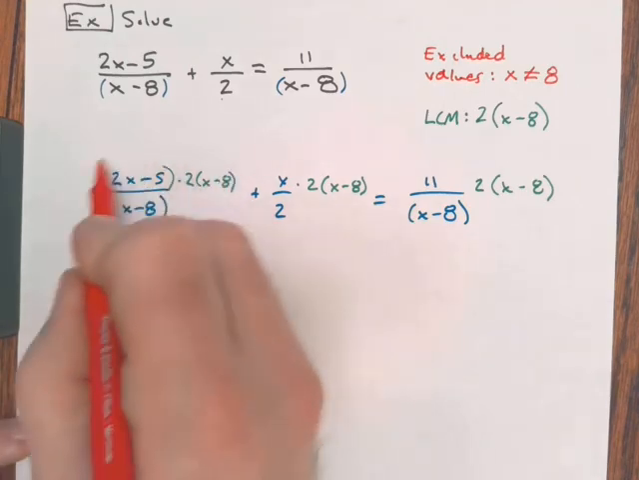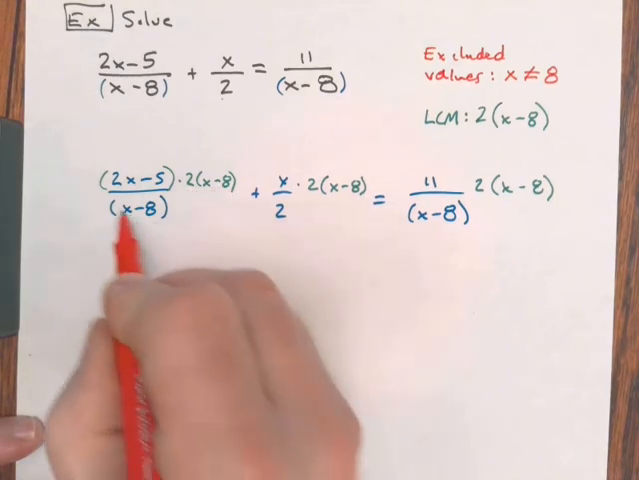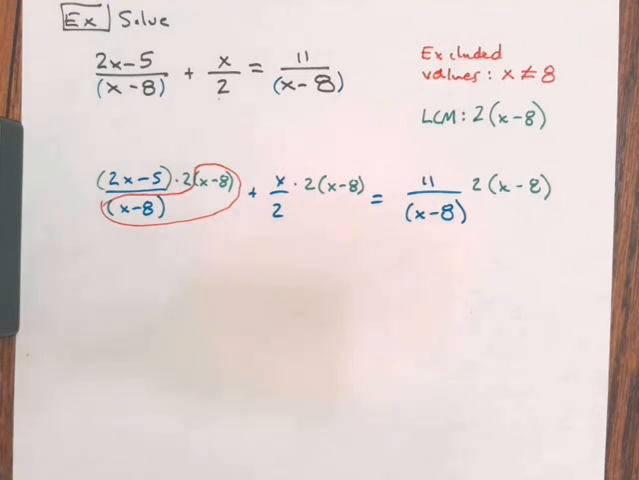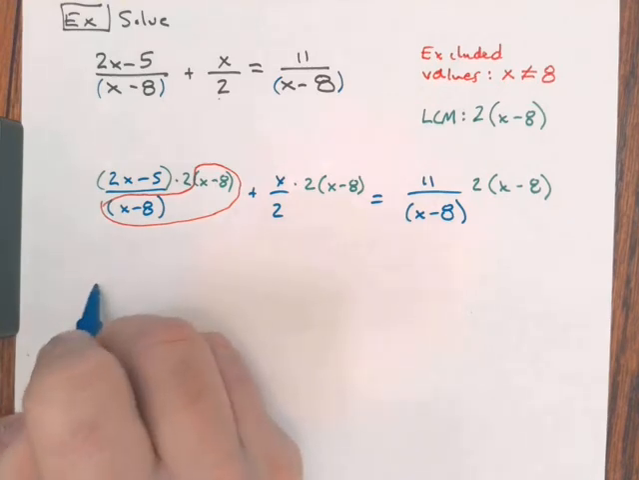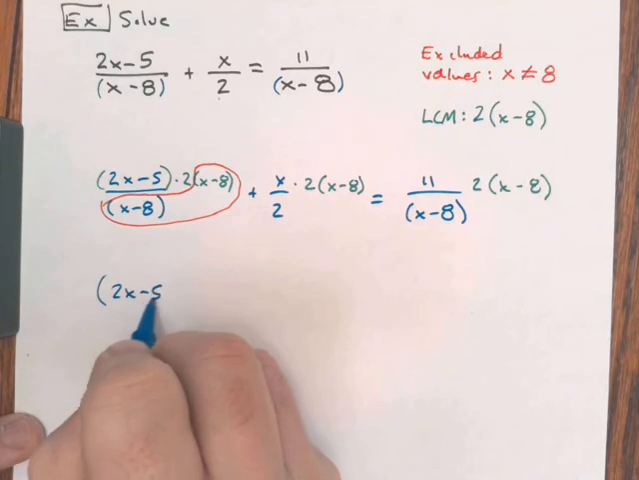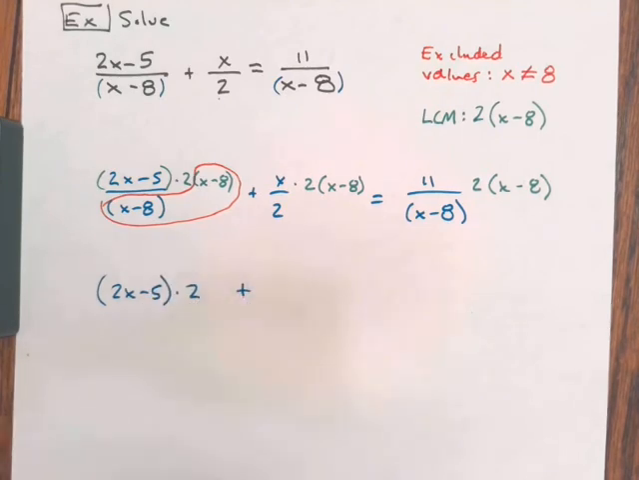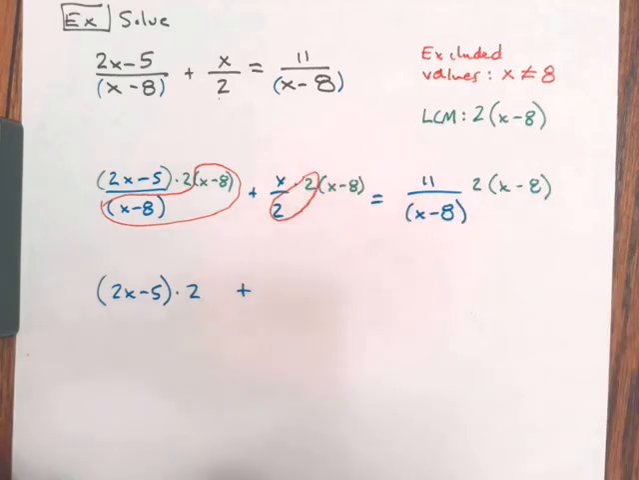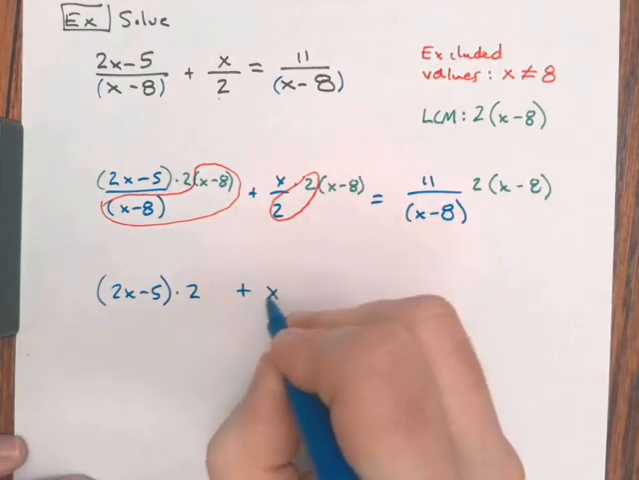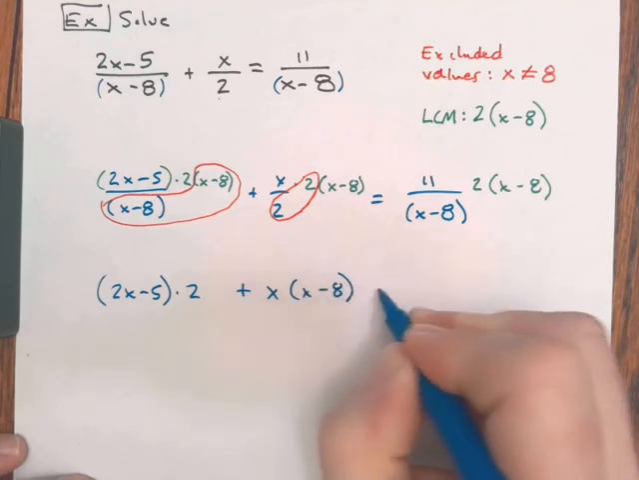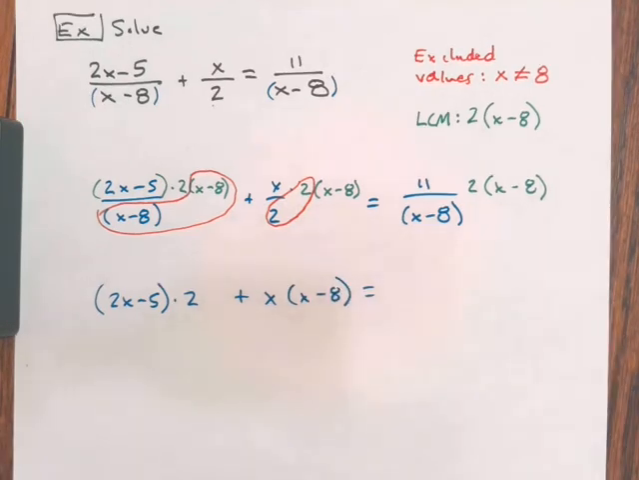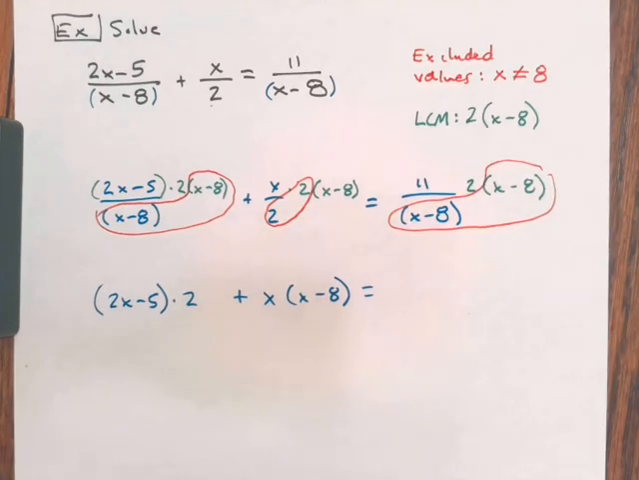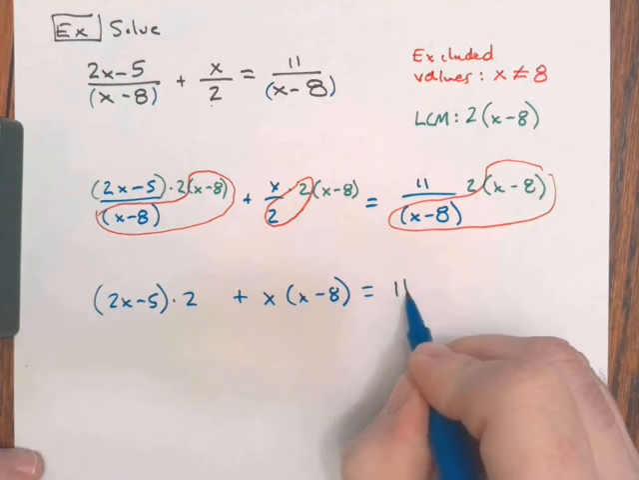Okay, so in this first fraction here, we're multiplying by 2 times x minus 8. I do have an x minus 8 on the top and the bottom, so those would cancel. So we would end up with 2x minus 5 times 2 there. In the next fraction, we have some 2's here. That would cancel. So we have an x times an x minus 8 there. And then in this last fraction, these x minus 8's would cancel, leaving us with 11 times 2.